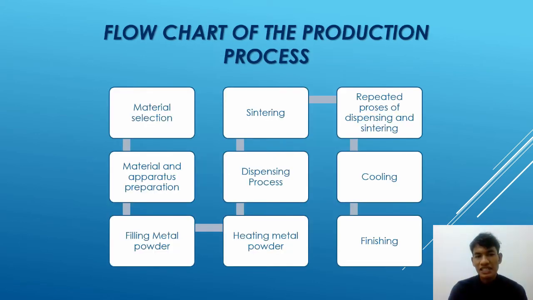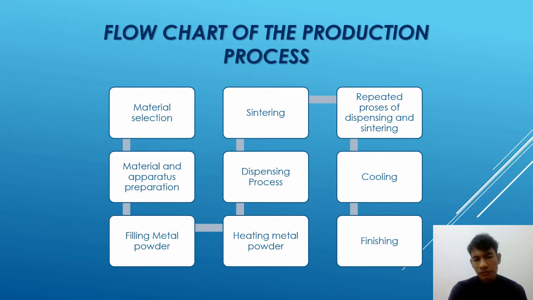Now as you can see, this is the flowchart of the production process of femoral component. We begin with material selection. We use cobalt chromium as the material. Then material and apparatus preparation. We prepare the MLS machines.